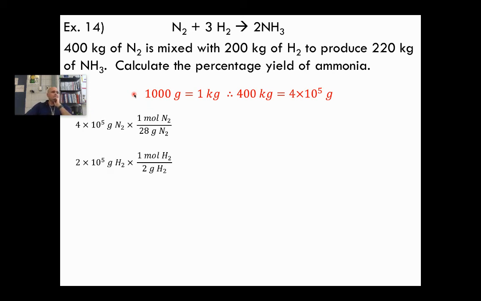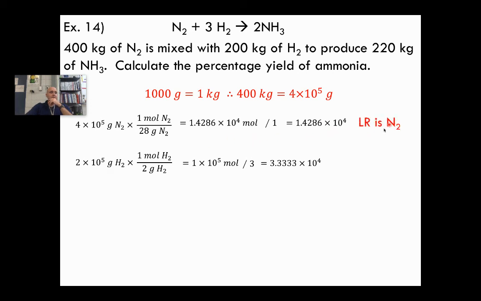So I have two different reactants. So again, I must find the limiting reactant. I'm going to do the same thing, and I'm going to find their numbers of moles, and then I'm going to divide them both by their coefficients. And then I will find two different values. The lesser value is my limiting reactant, which is going to be nitrogen. This is the one I'll use.